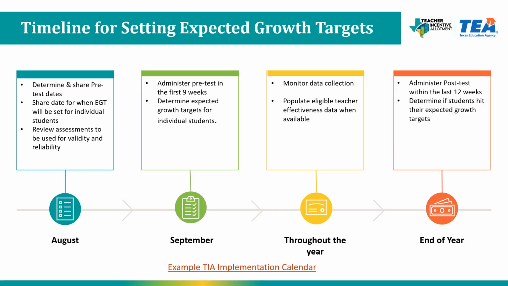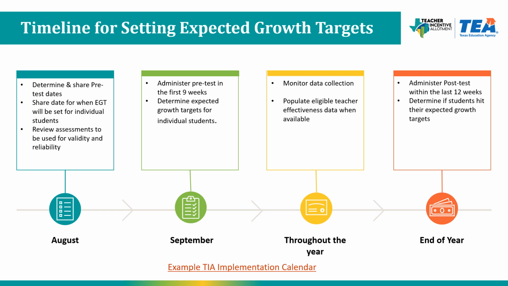These are the suggested milestones for setting expected growth targets in a given implementation year. In August, districts should communicate to teachers and school leaders the process they are using to set expected growth. This includes sharing the dates for test administrations, sharing the dates for when student results will be shared with teachers, and growth targets will be set. Also, reviewing assessments for validity and reliability should happen during this time.